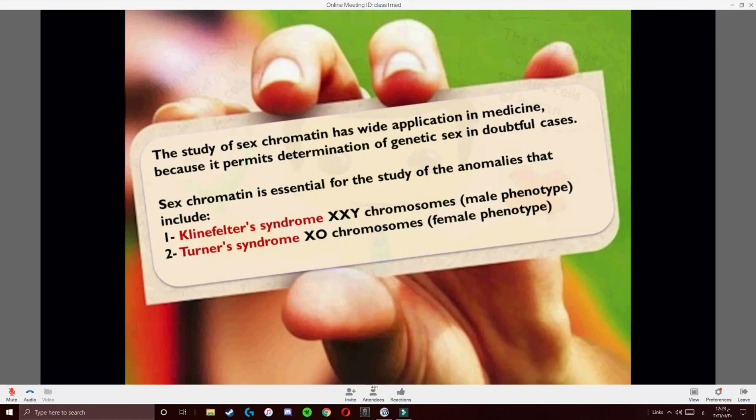Sex chromatin has wide application in medicine because it is useful for determination of genetic sex in doubtful cases. So the study of sex chromatin has many applications in the medical field, determining sex especially in abnormal cases. Sex chromatin is essential for the study of anomalies that include Klinefelter syndrome, XXY chromosomes, and Turner syndrome, XO, in which the female lacks one X chromosome. Here sex chromatin is useful in studying these abnormal conditions.